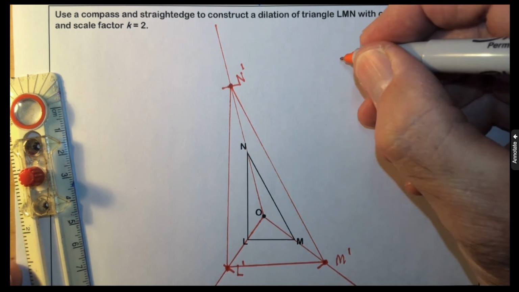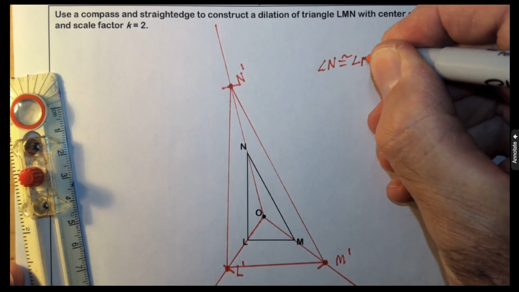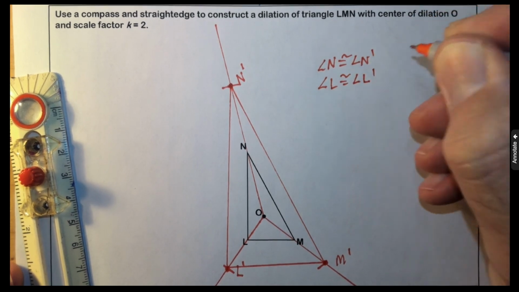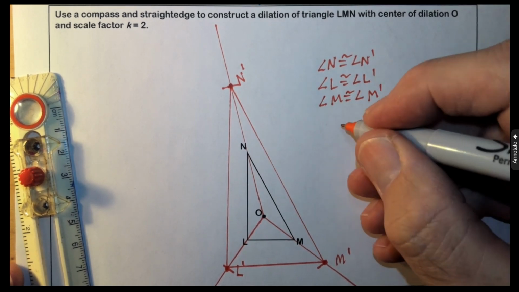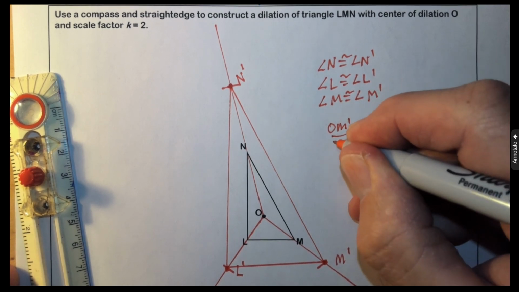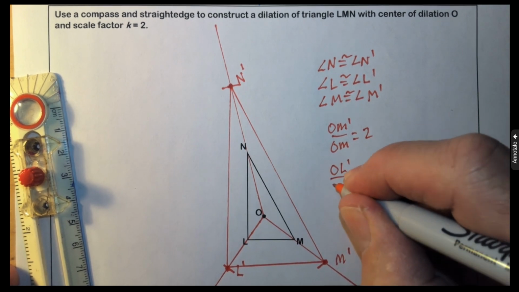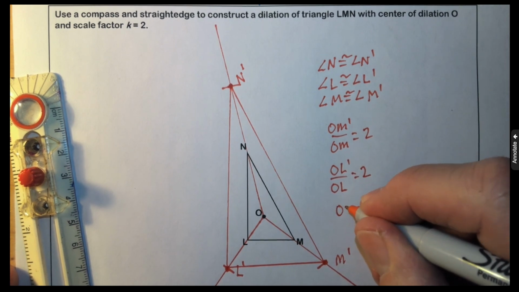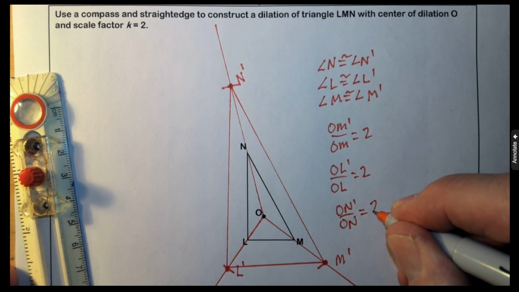Okay, so we know that angle N is congruent to angle N prime, angle L is congruent to angle L prime, angle M is congruent to angle M prime. We know that if we make a ratio like this, OM prime over OM, it will equal 2. And OL prime over OL is a ratio that also equals 2. And ON prime over ON is a ratio that also equals 2.